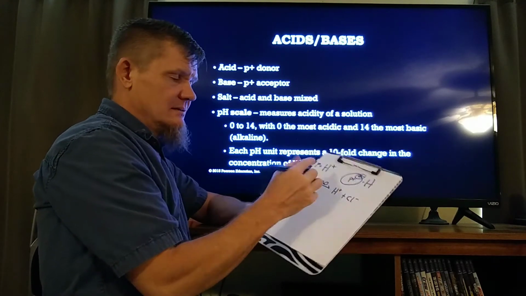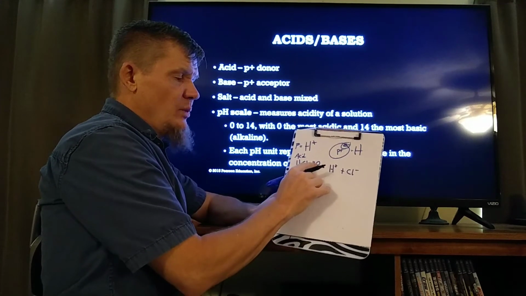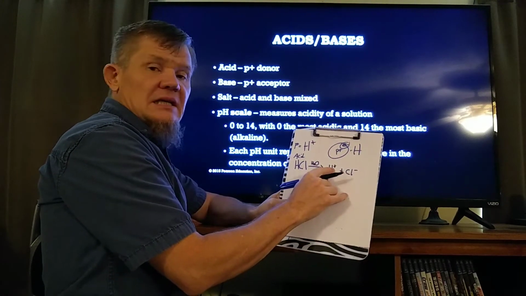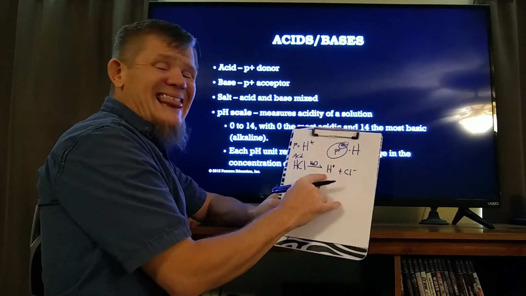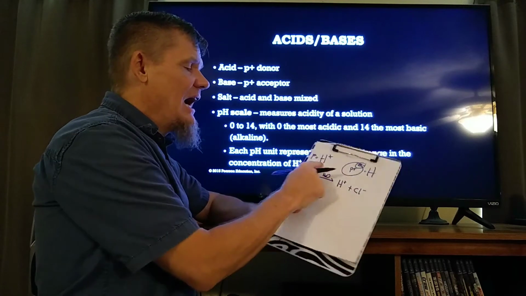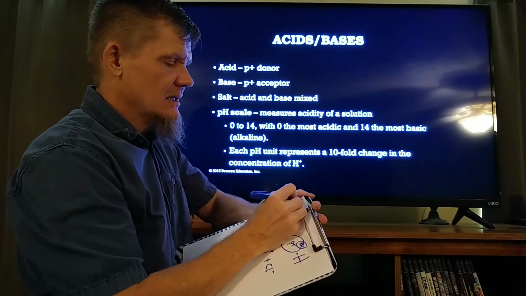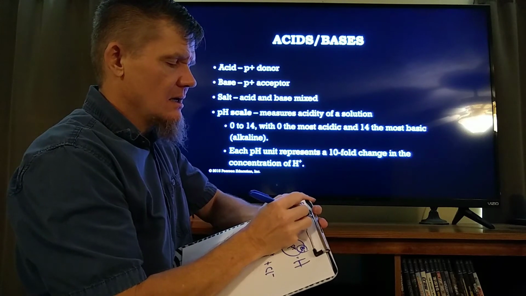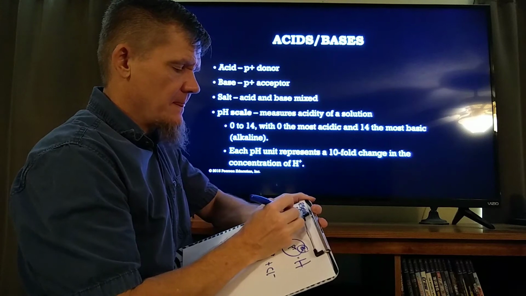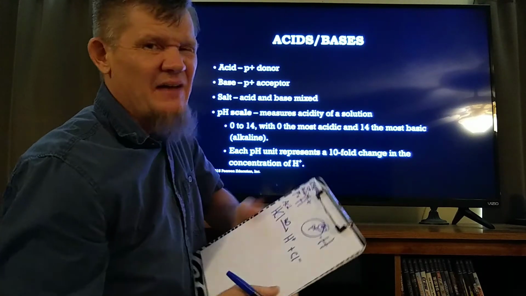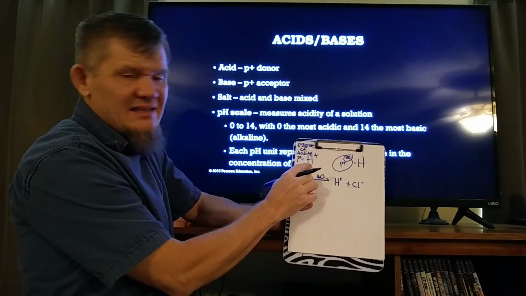This is an acid. It's called an acid because when you put it in water, it liberates hydrogen ions. It makes the essence of acidity. Hydrogen ions are the essence of acidity. If someone is really rich, it's because they have a lot of money. If something is really acidic, it's because it has a lot of hydrogen ions.